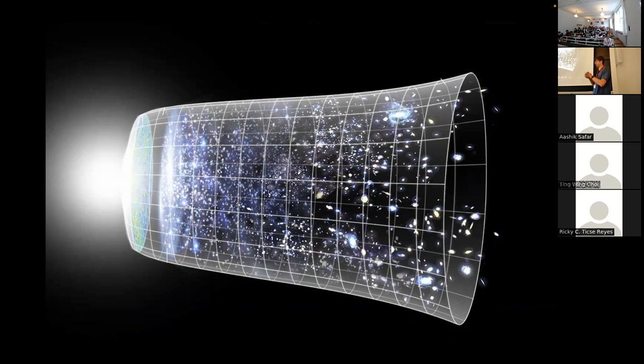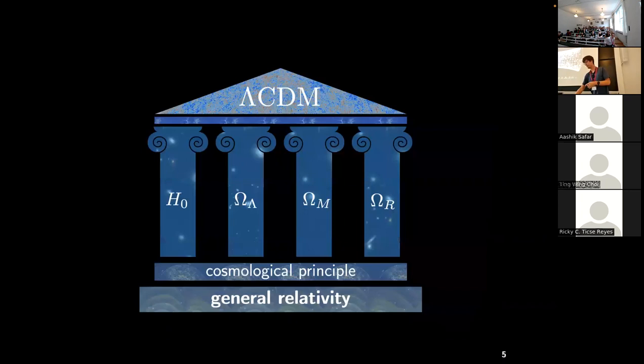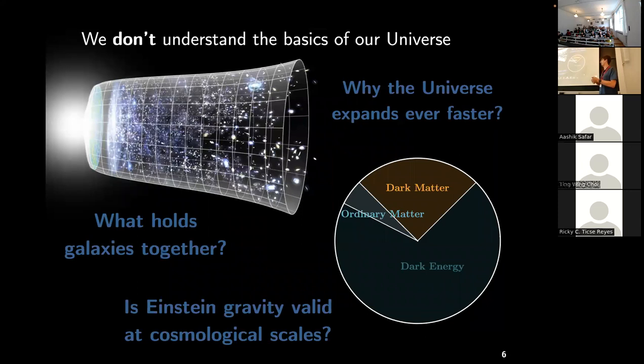This is a remarkable success, which is based on very few ingredients. So building up on general relativity, the theory that describes gravity, the cosmological principle, and then a few ingredients like dark energy, dark matter, radiation, etc., we can build this model that describes all of the cosmic history. But as you all know, this model also does not provide us with fundamental answers about its components.